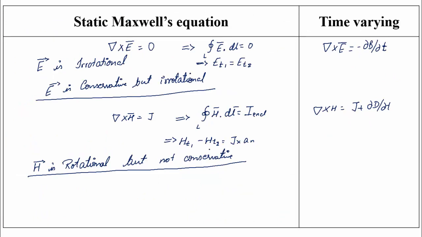Now, if I am talking about Gauss law, we are having 2 forms of Gauss law, that is del dot D equals to rho V and you will be having del dot B equals to 0.